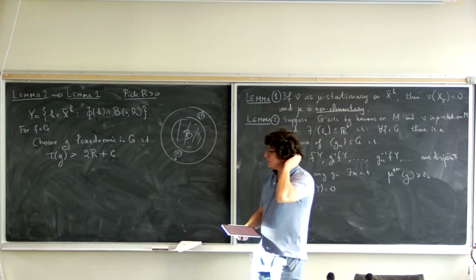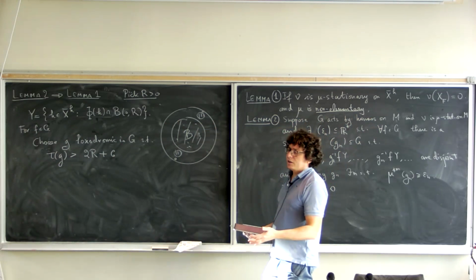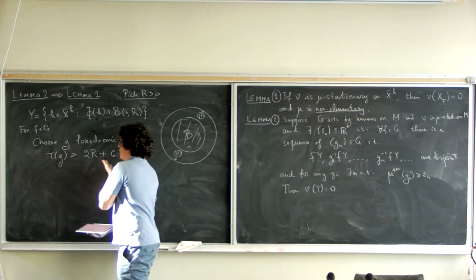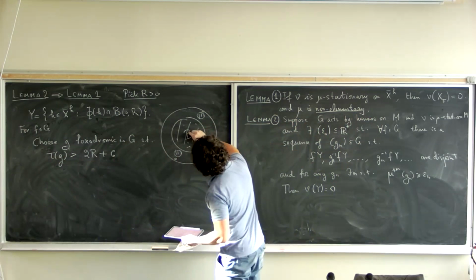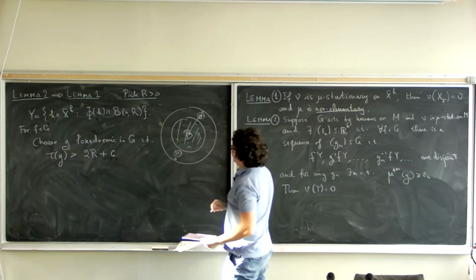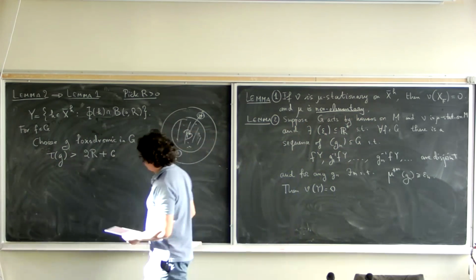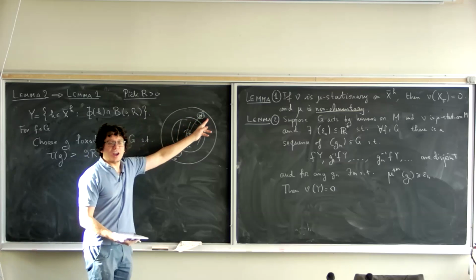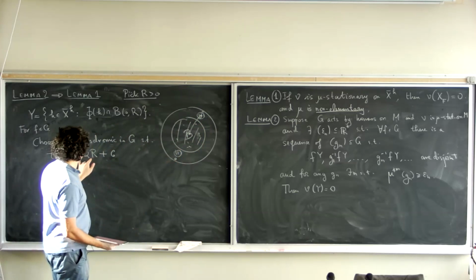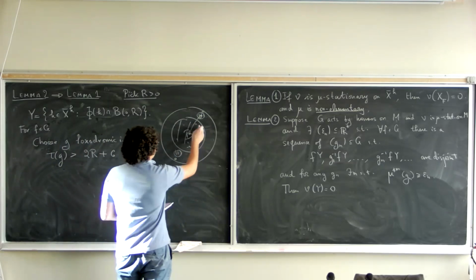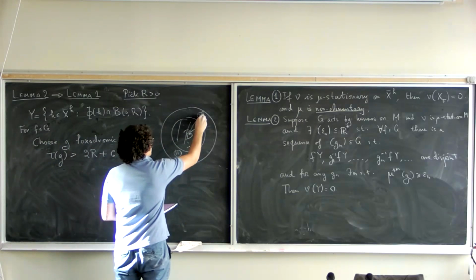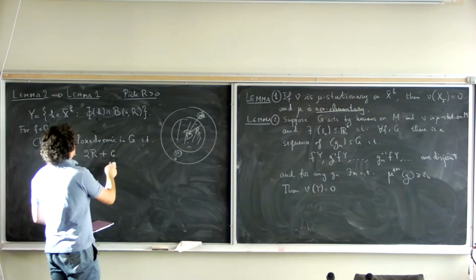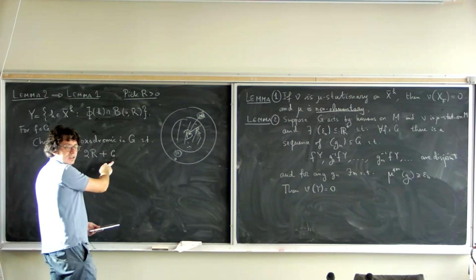Loxodromic element means it has positive translation length. If you take a power of it, you will have a very, very large translation length. So basically, it's an element that will translate this ball off itself. It's clear that it will translate this ball off itself by the triangle inequality, right? Because this is R, this is also R, so 2R plus something given by the diameter of this set, which is C.